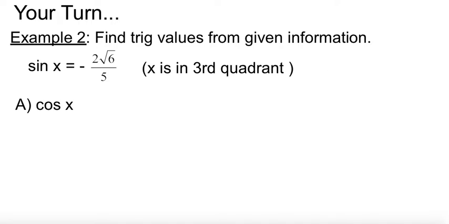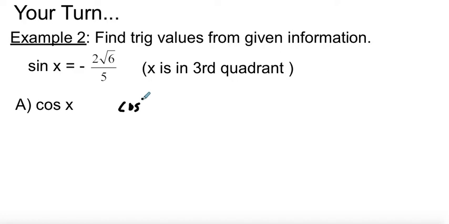Alright, so now this one, let's talk about one that's in a different quadrant rather than the first quadrant. So this one here is in the third quadrant. The sine of x is negative 2 square root of 6 over 5. Let's try this one out. So to be able to find the cosine of x, we've got to use that nice Pythagorean identity that we've been using over and over and over again.